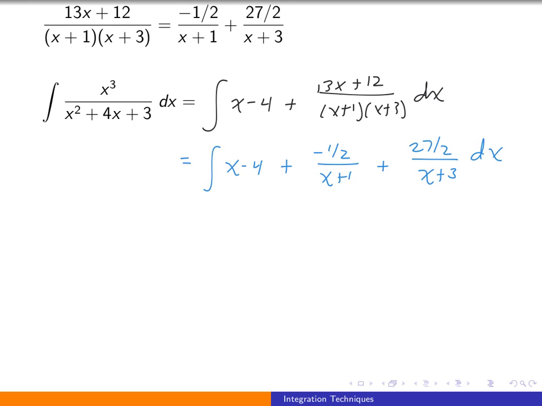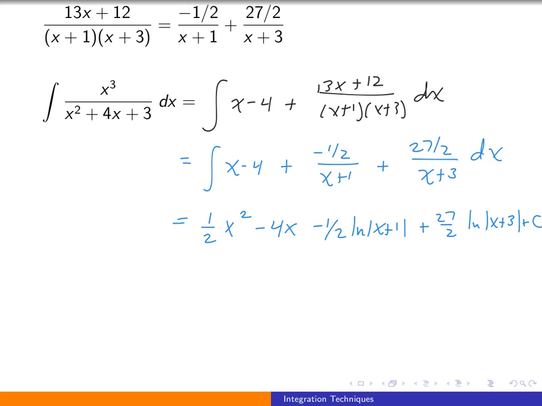And at this point, we've really done the majority of the hard work. And the reason I say that is, now that we have it expressed in this simpler form, the antiderivatives we're going to need to evaluate are very straightforward. So 1/2 x squared minus 4x minus 1/2 natural log absolute value x plus 1, just going term by term, plus 27/2 natural log absolute value x plus 3. And it's an indefinite integral, so we have our plus c to go along with it.